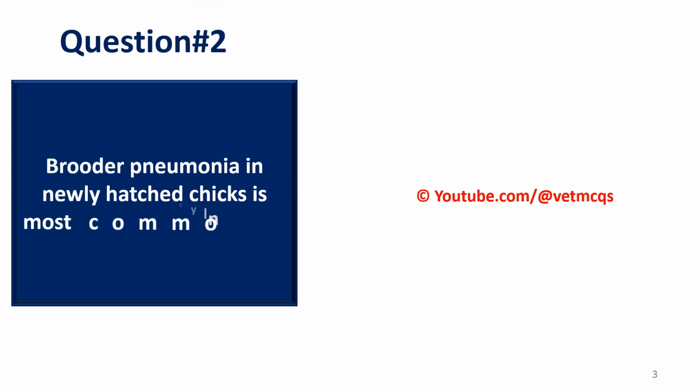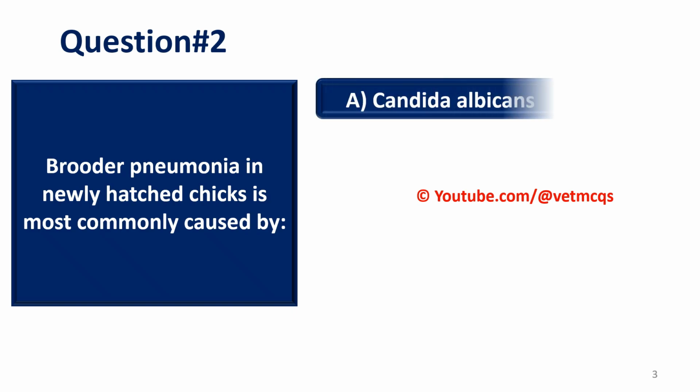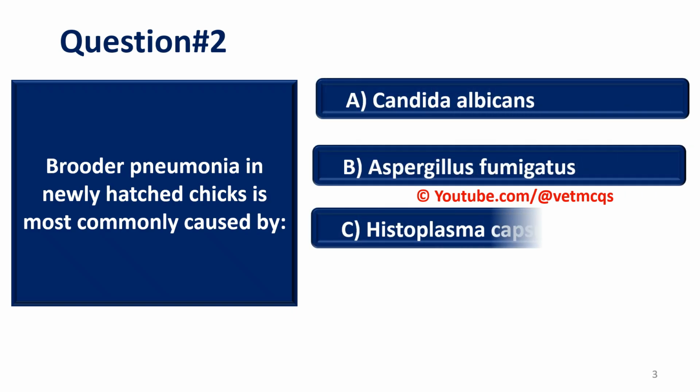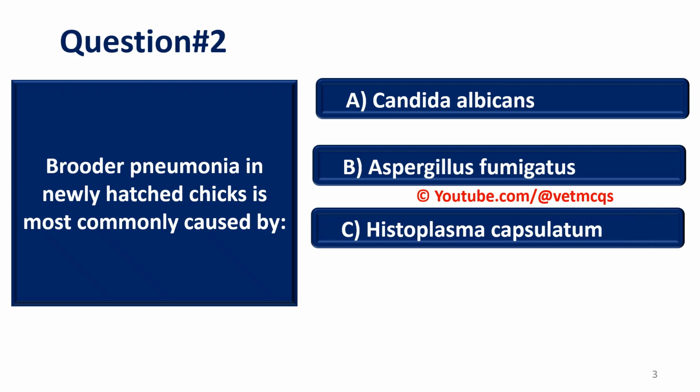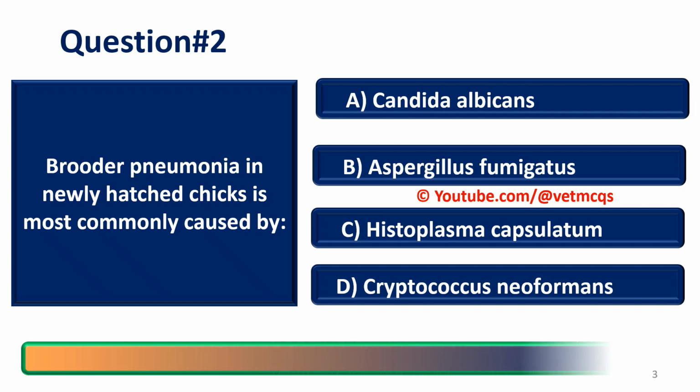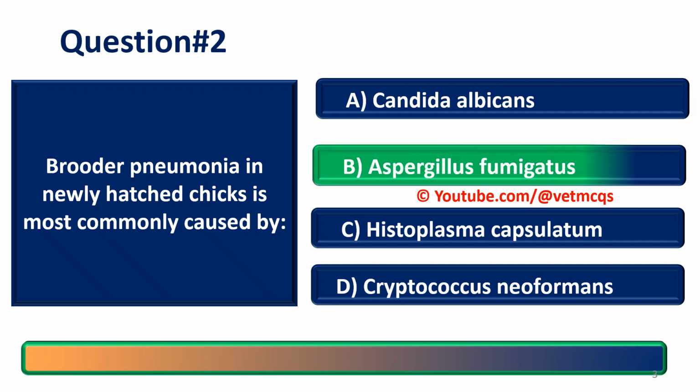Brooder pneumonia in newly hatched chicks is most commonly caused by Candida albicans, Aspergillus fumigatus, Histoplasma capsulatum, Cryptococcus neoformans. And the correct answer is option B, that is Aspergillus fumigatus.